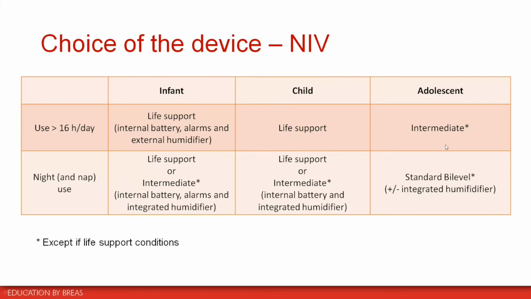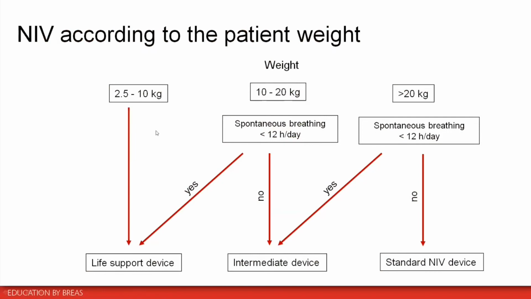And for adolescents, same thing, intermediate if the use is more than 16 hours, except if it's life support conditions. Otherwise, we can go with the standard bi-level device if the use is only during the night, once again, except if it's for life support condition. And the other way to see this is according to the weight of the patient.